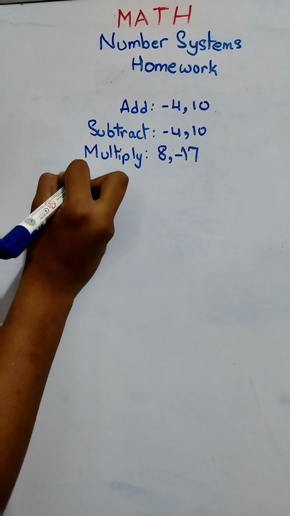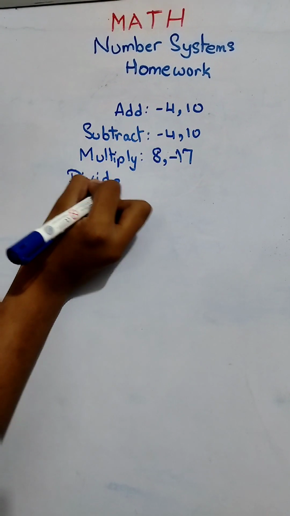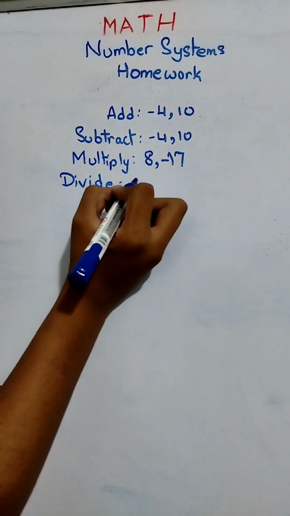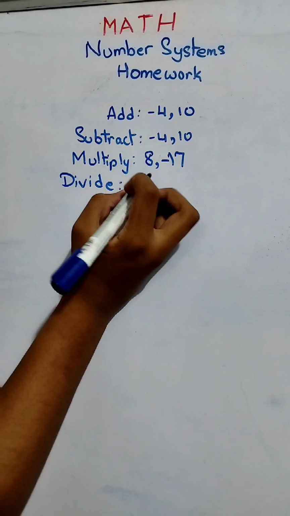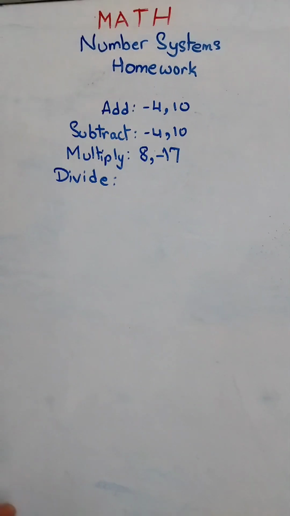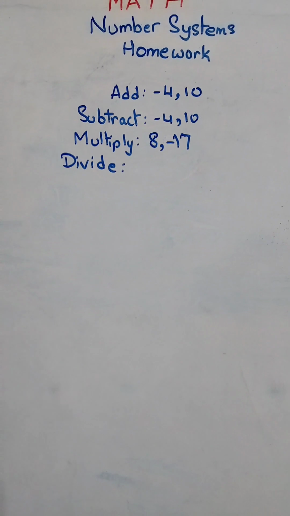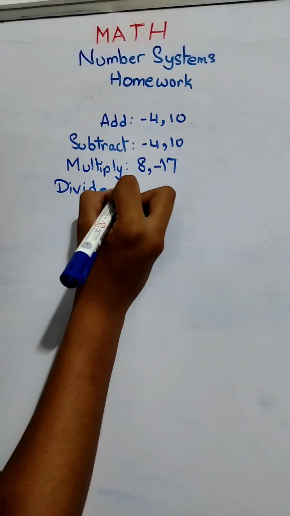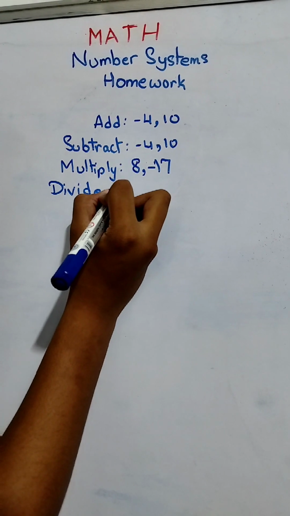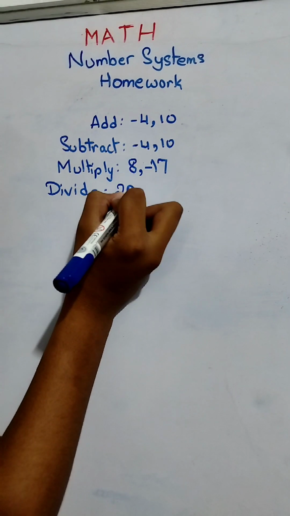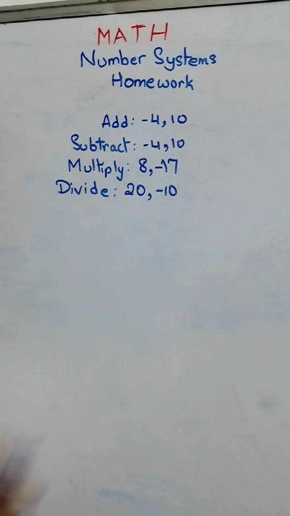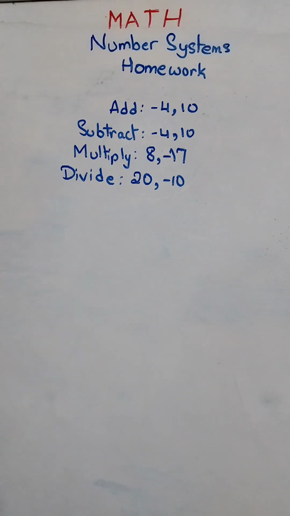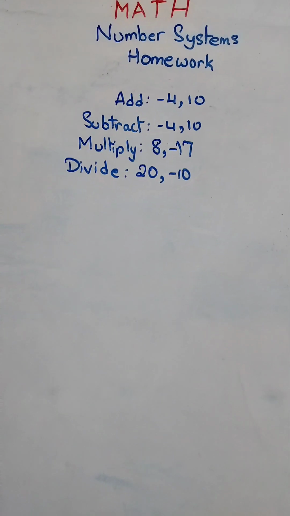And division, or divide these two numbers. Divide the same numbers I've given for multiplication. No, wait. Divide 20 and -10. It looks kind of big, but it's not too difficult. Go ahead and try it.